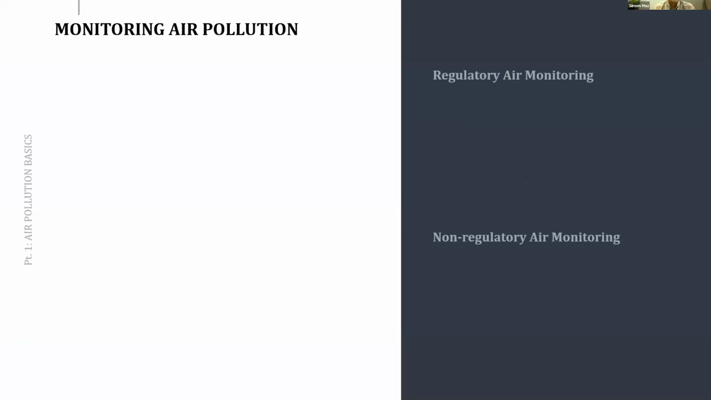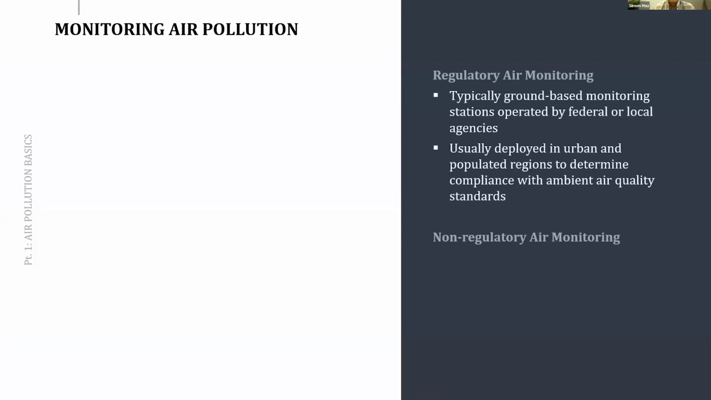So air pollution monitoring can be broadly classified into 2 categories: regulatory air monitoring devices and non-regulatory air monitoring devices. And in 1970, the United States passed the Clean Air Act. And that's what really established these ground-based monitoring stations that are operated by federal and local agencies. These ground-based stations are usually deployed in urban and populated regions to determine whether or not there's compliance with ambient air quality standards.